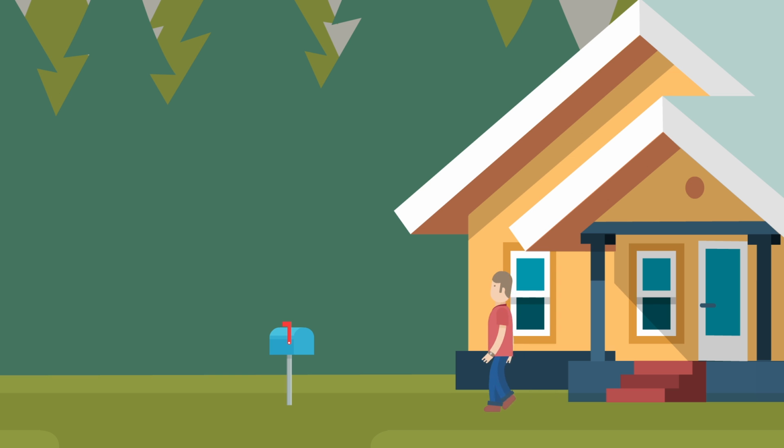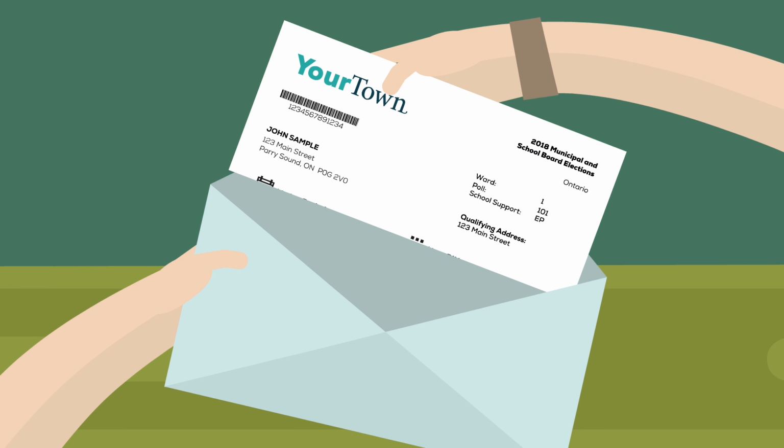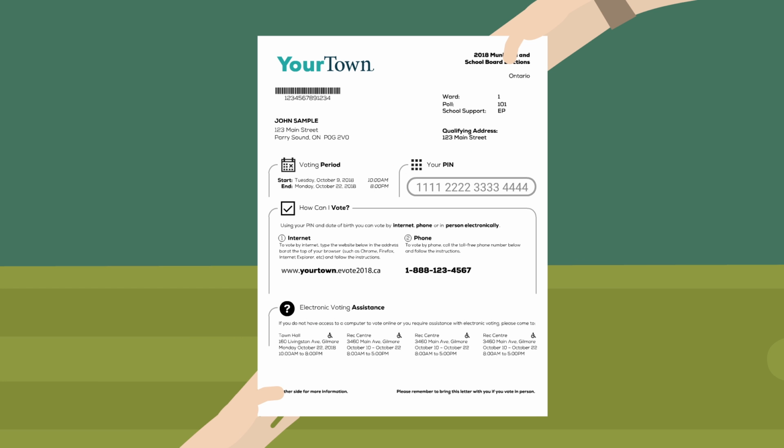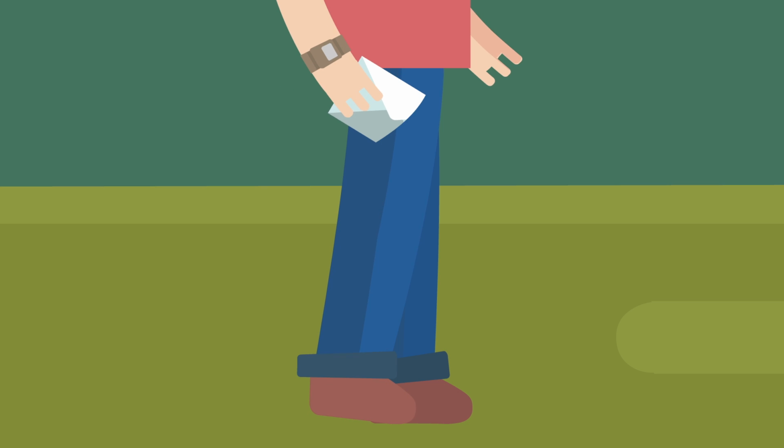Before the election, you will receive a voter instruction letter with your personal voting credentials and instructions on how to vote using the internet or the phone. This letter will be delivered by Canada Post to your regular mailbox. Remember that this document belongs only to you and must be kept private and safe.